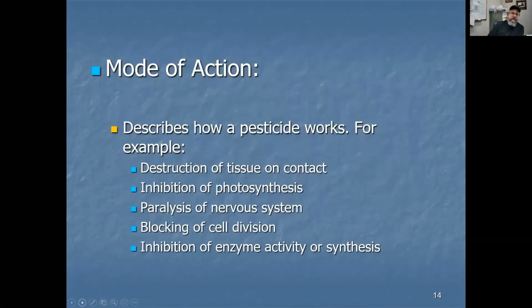Now, once it's entered the body, what is it going to do? And this is known as the mode of action. Okay, so the mode of action describes how a pesticide works. For example, destruction of tissue on contact is a mode of action. Inhibition of photosynthesis, paralysis of nervous system, blocking of cell division, inhibition of enzyme activity or synthesis. So these are all examples of types of mode of action.